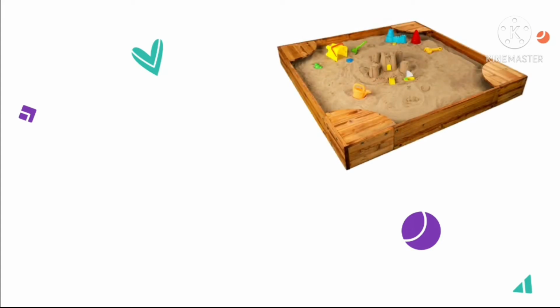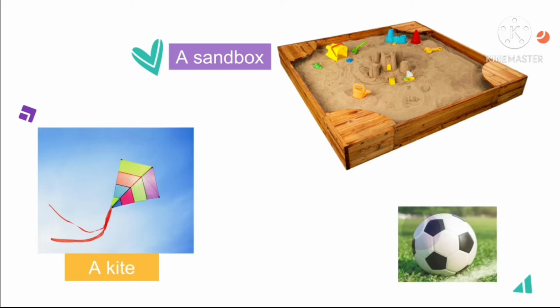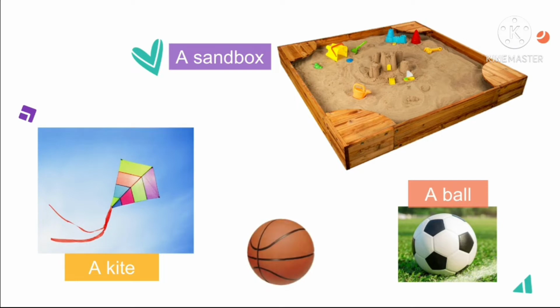What about this one here? Have you seen this one? This is a sandbox. Oh, you must have played this one here. It is a kite, yes. What about this one? A ball, of course. And this one? It's a basketball.